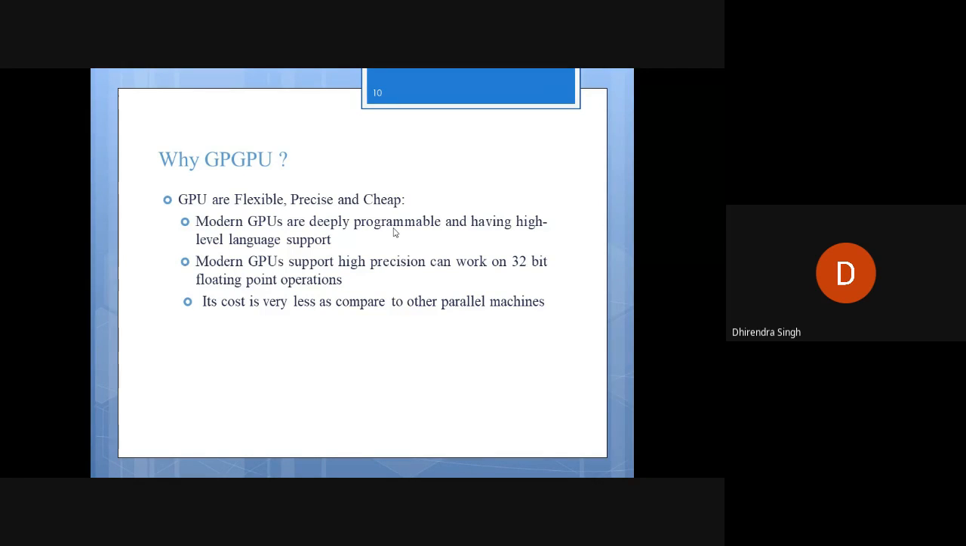Whatever modern GPUs are available, they are highly programmable. We have high level programming languages. You can use Fortran, you can use C++, or even Python, MATLAB. All those programming languages can be used to write your code and run that code on the GPU side. So modern GPUs are highly programmable, and we have high level programming language support for them.